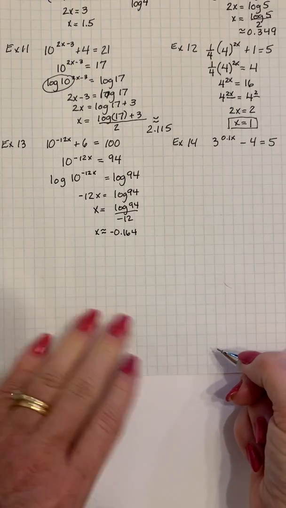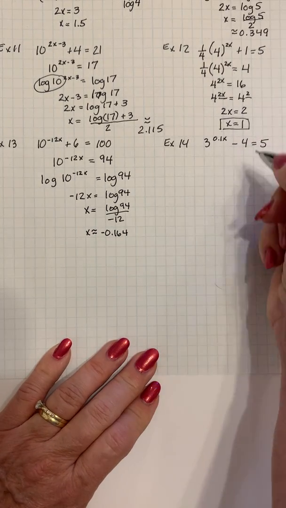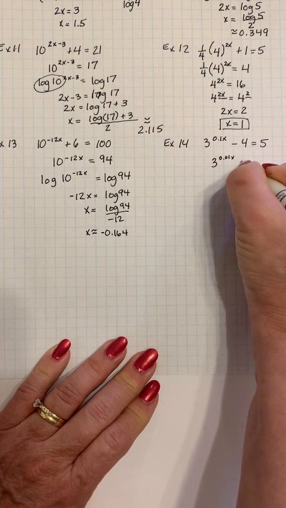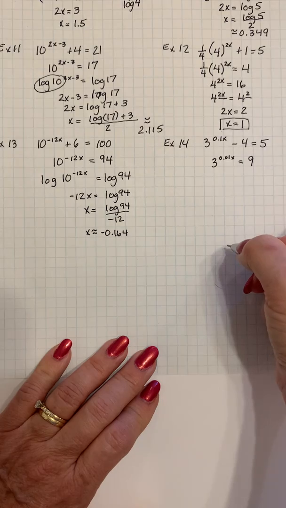One more. Add 4 to both sides. 3 to the 0.01x is equal to 9. Hey, we can use the same base.